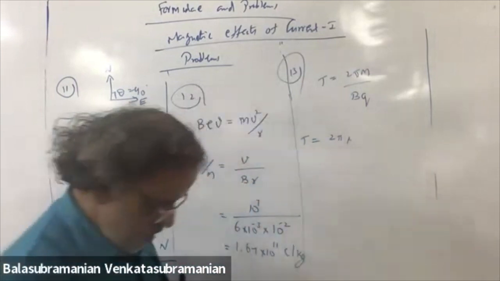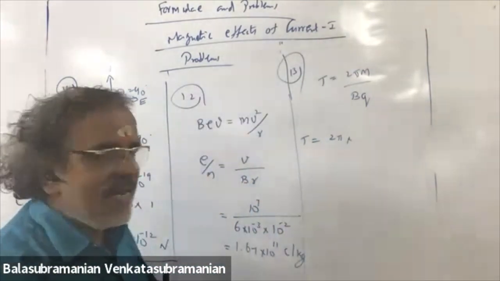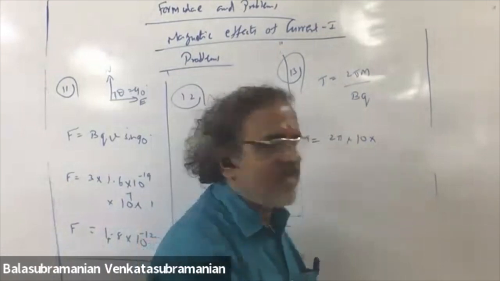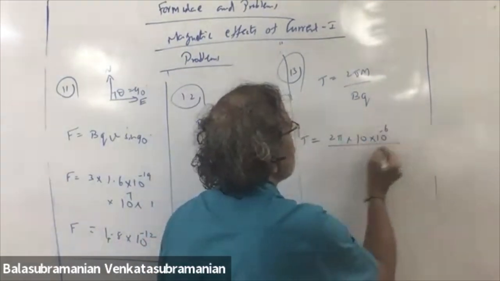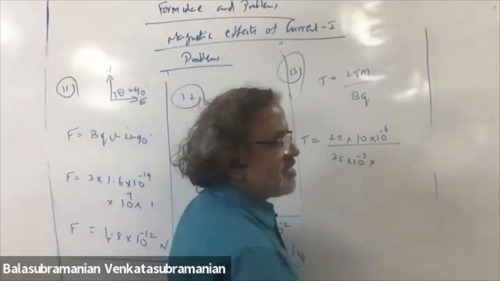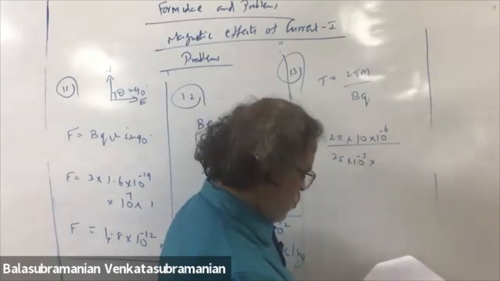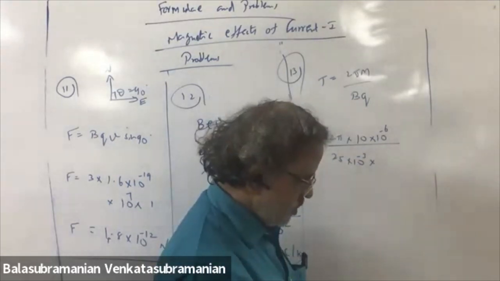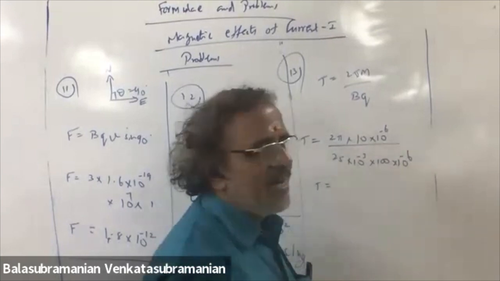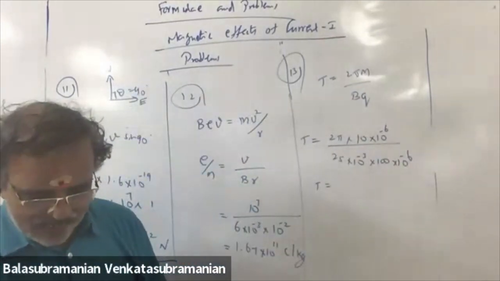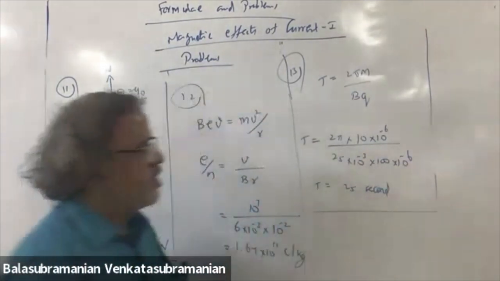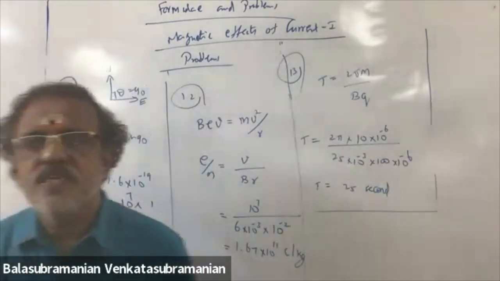2 pi, mass 10 milligram. Milli is 10 power minus 3. Gram is another 10 power minus 3. So it will become 10 power minus 6, by B value 25 millitesla, 10 power minus 3, into the charge, 100 microcoulomb. Charge is given here. Rearrange, and you are getting the answer 25 seconds.